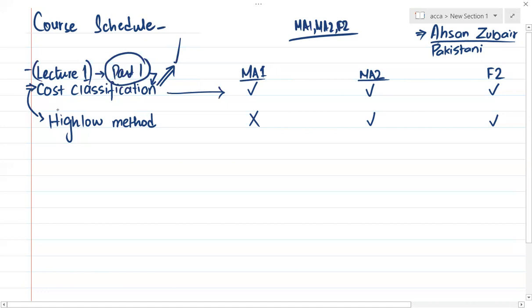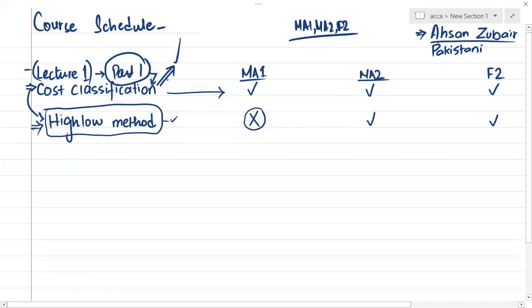But there is a topic called the high-low method that is a part of cost classification. Only for this topic, the student of MA1 doesn't need to go through it, because it's not included in the MA1 course. But in the case of MA2 and F2, he would have to take the high-low method. So my first chapter, from which we would start, would be cost classification.